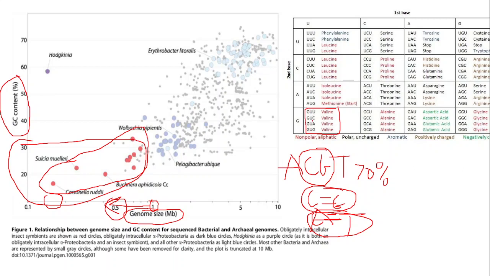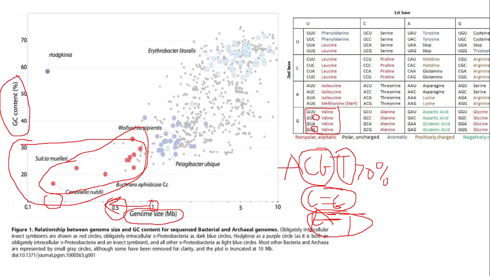Because the only way you can make a valine is to have a G at the first base position of your codon. And then you have a U. That's fine. That's the T's, right? The T's become U's. And then you have UCAG. Well, the C and the G are probably not likely to be very common in the genome. And there's 4 different ways to make valine.